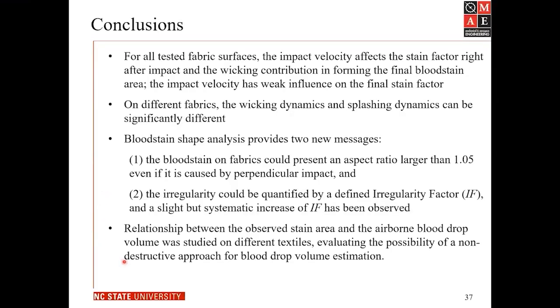And then the relationship between the observed stain area and the airborne blood drop volume was studied in different textiles. Each textile will have a different behavior, but once we understand that behavior, then we can evaluate it as a non-destructive approach to getting blood drop volume and potentially the velocity.